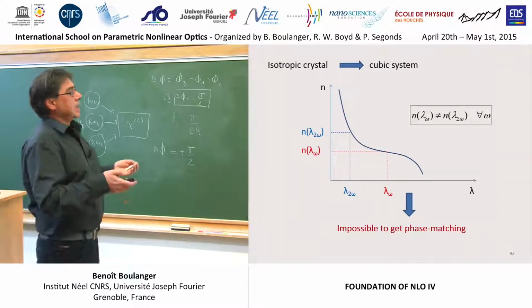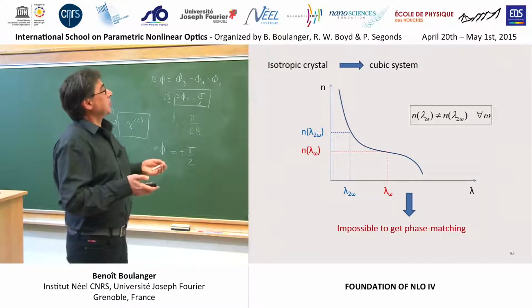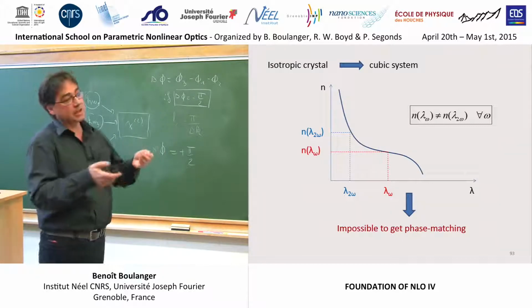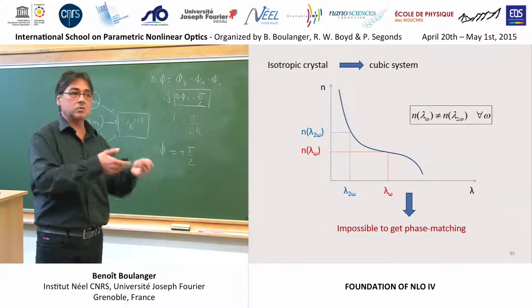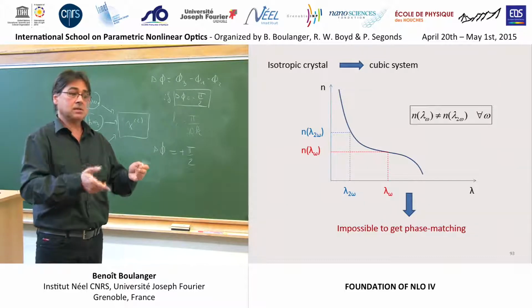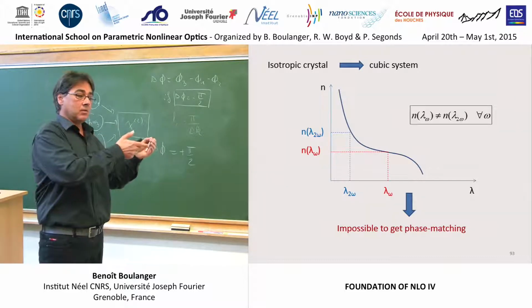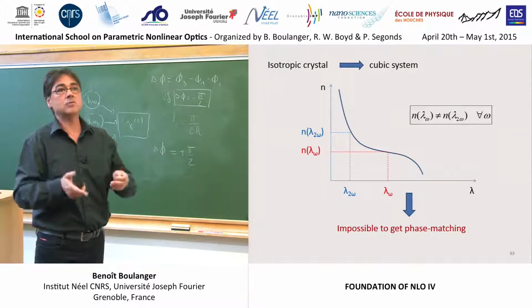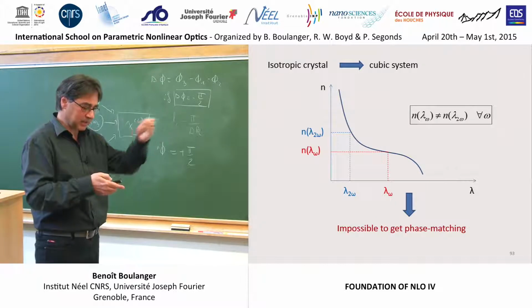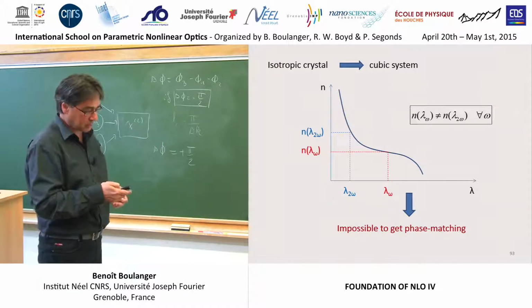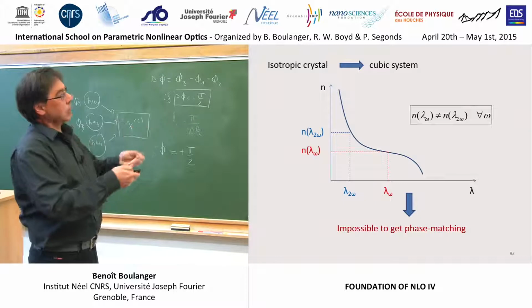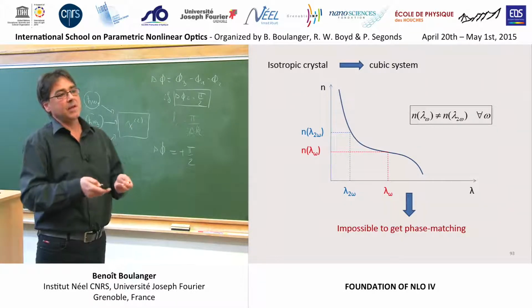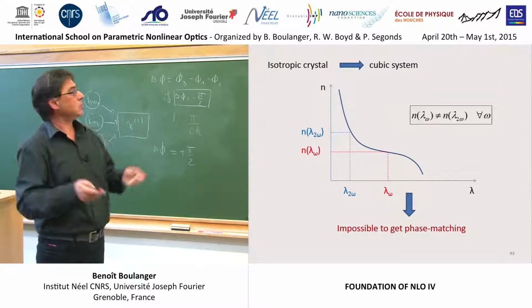Okay, so let's consider an isotropic crystal, a crystal that has a non-zero chi2. You can be isotropic from the refractive index point of view, and you can have a non-zero chi2. I will come back to that point tomorrow evening. And so imagine that you want to make second harmonic generation in a cubic crystal exhibiting a chi2 tensor.